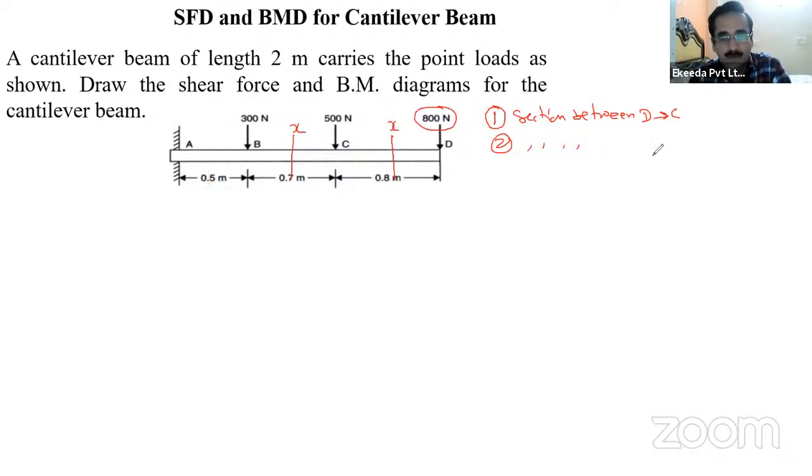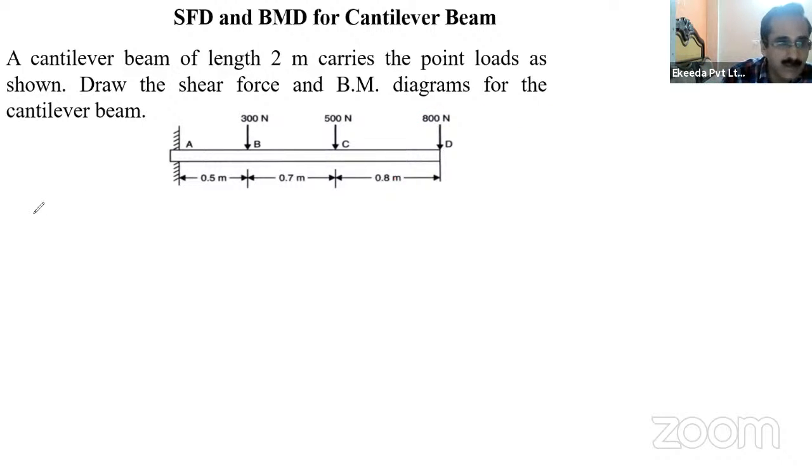So let us now take a section between D to C, and I'm going to find out the shear force. So I am taking the section between D to C. Here I am taking a section at a distance x from the free end, right?